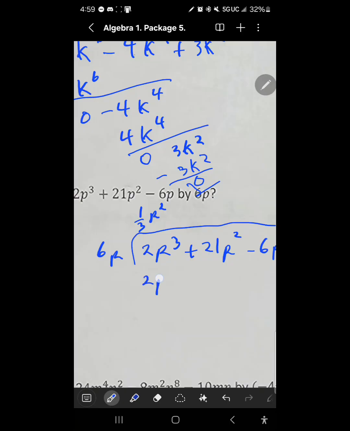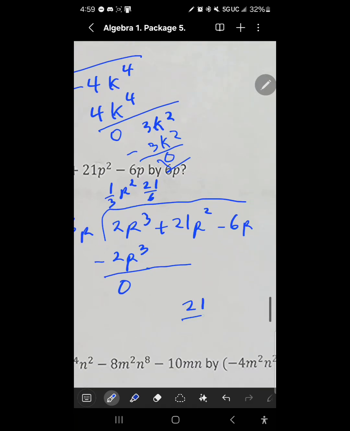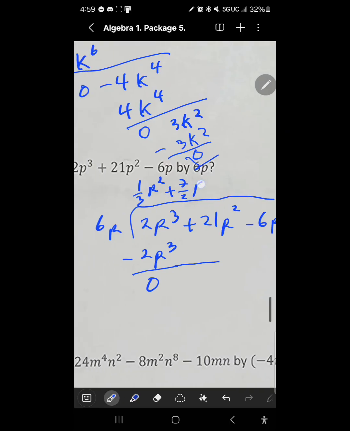And all that is positive. So we add a negative sign here, this 0. 21 divided by 6 is 21 over 6. But now 21 over 6, you can simplify it. You can say 21 divided by 3 is 7. 6 divided by 3 is 2. So this is the same as 7 over 2. So this is going to be 7 over 2. And it is positive. And then p squared divided by p is just p.